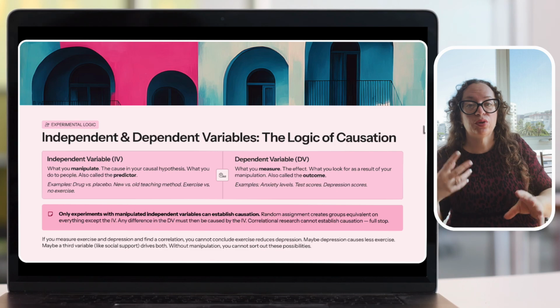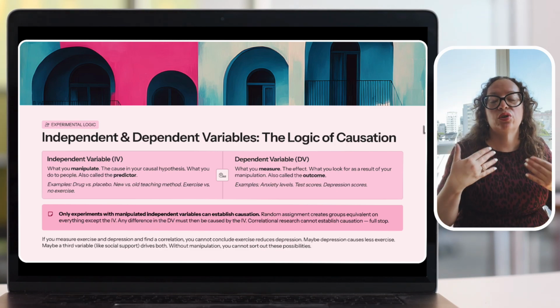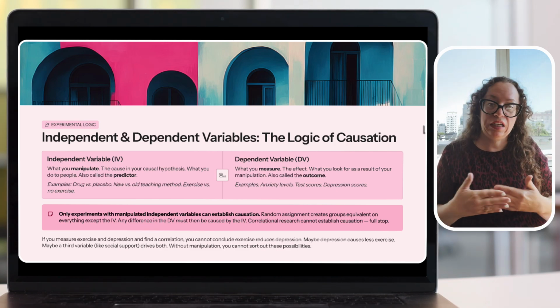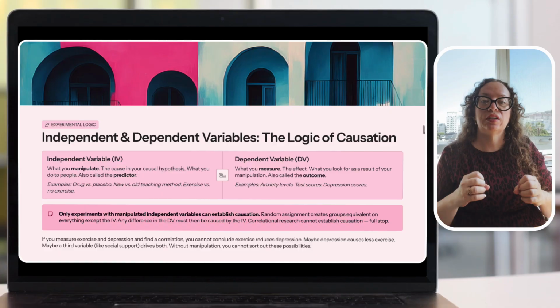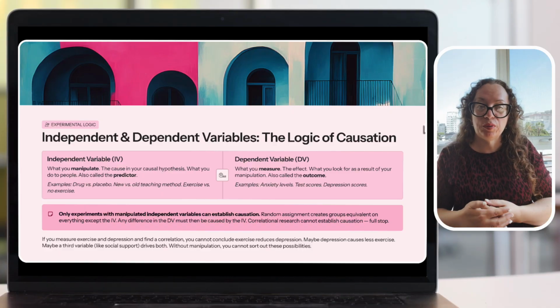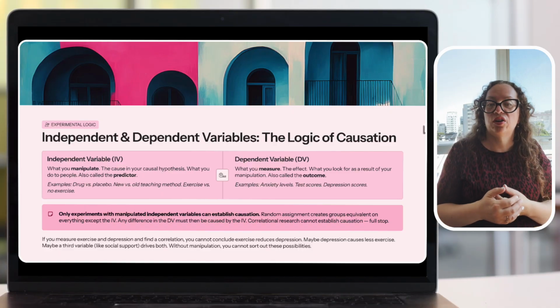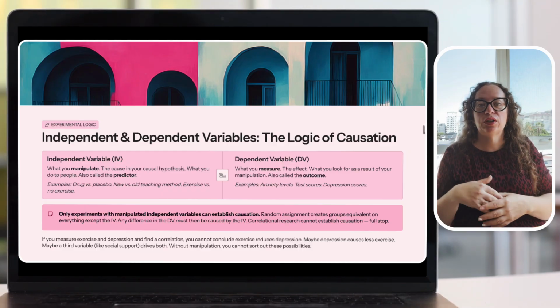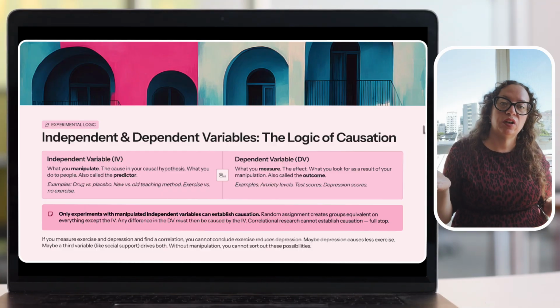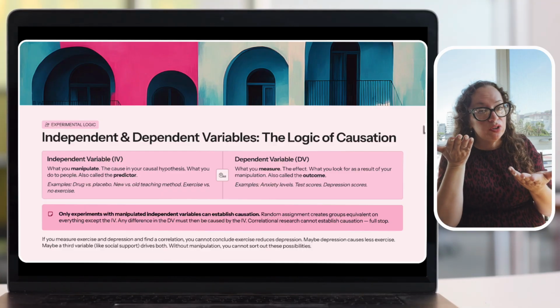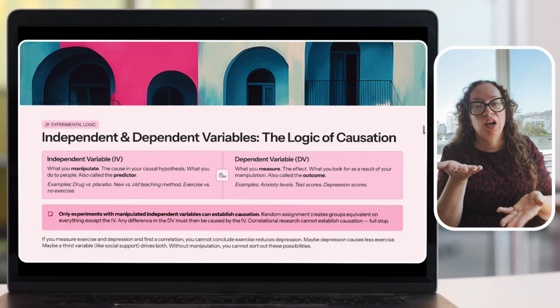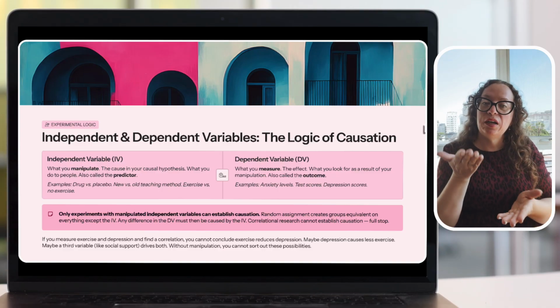So contrast this with correlational research. In correlational research, you don't manipulate anything. You just measure two variables and see if they're related. You measure how much people exercise and how depressed they are. You find a correlation. People who exercise more tend to be less depressed. Can you conclude exercise reduces depression? No, you cannot. And why not? Because you didn't manipulate exercise.